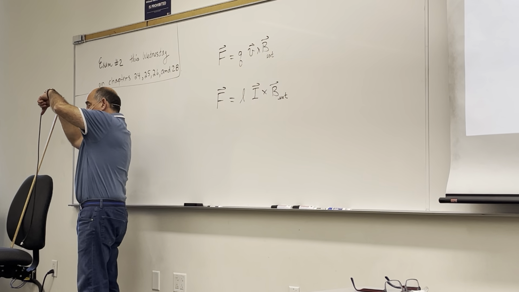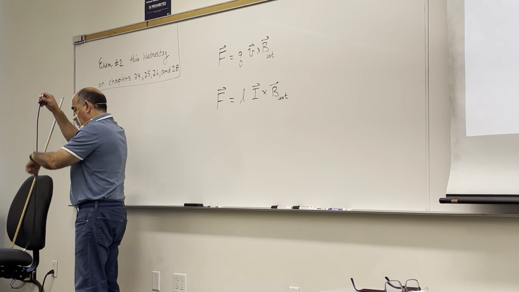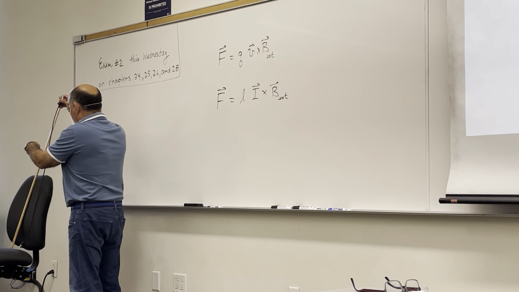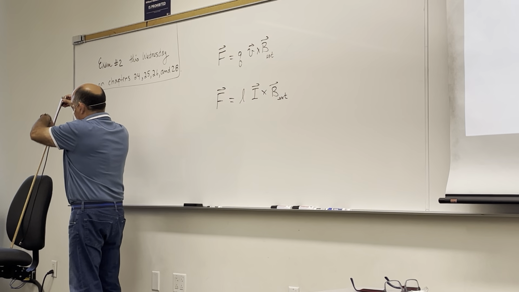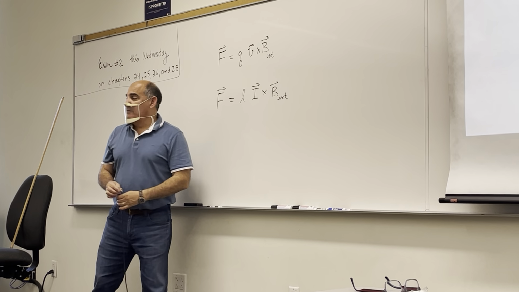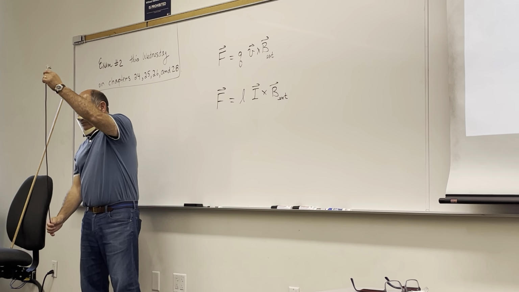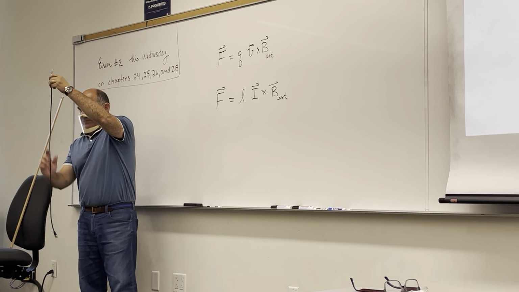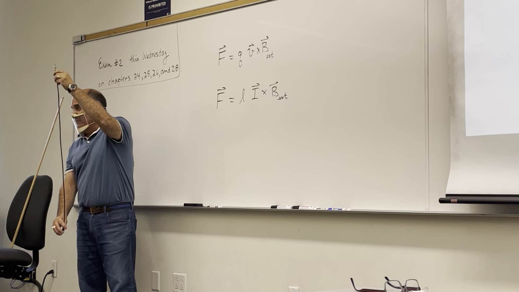Or what happens if the current is in the opposite direction, down the wire, with the wire being vertical, in the same line as the magnetic field, but the current is in the opposite direction to the magnetic field? The cross product is still going to be zero. So if the wire is parallel to the magnetic field, it will not experience a force.